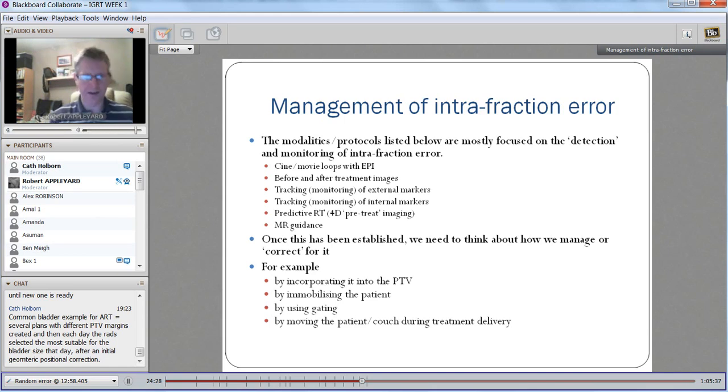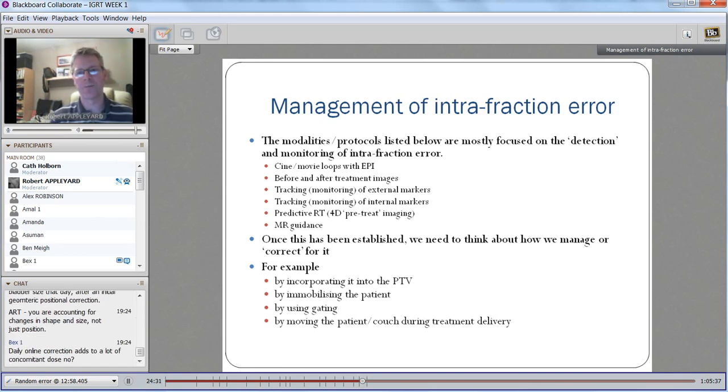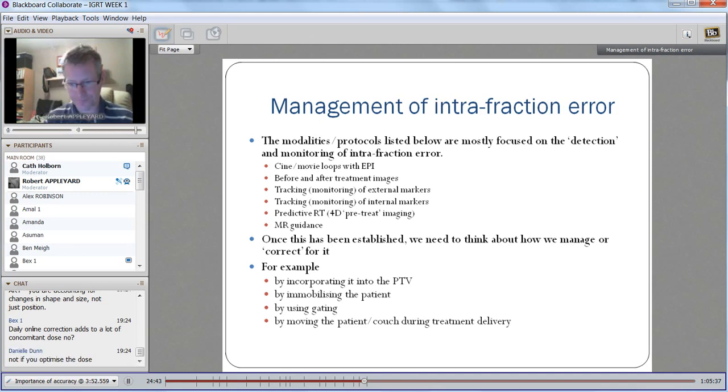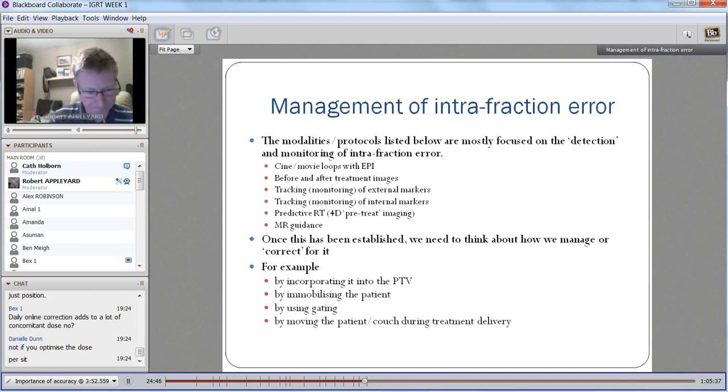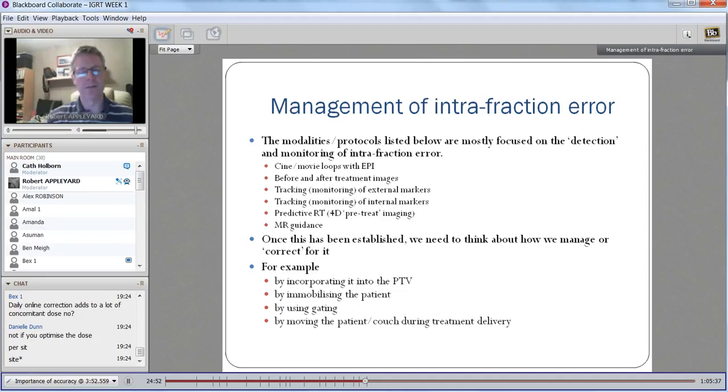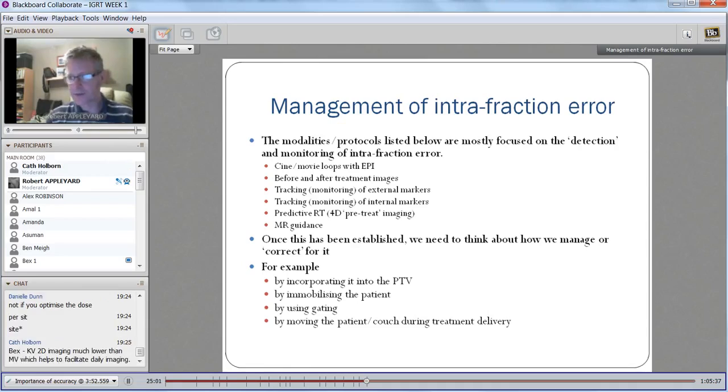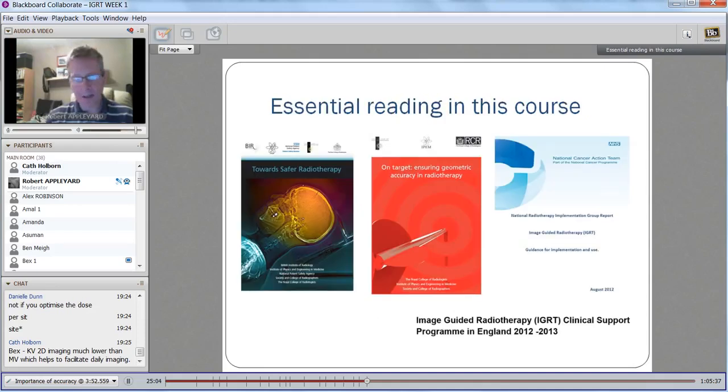At the simplest level, we could take an image before the treatment is delivered, take an image afterwards, and then make some judgment about whether there's been any intrafraction error. Of course, we don't know what's going on during treatment. But for true intrafraction assessment, we've got other ways of doing that. We can use implanted transponders, or at the other end of the scale we can use MR guidance to do that.